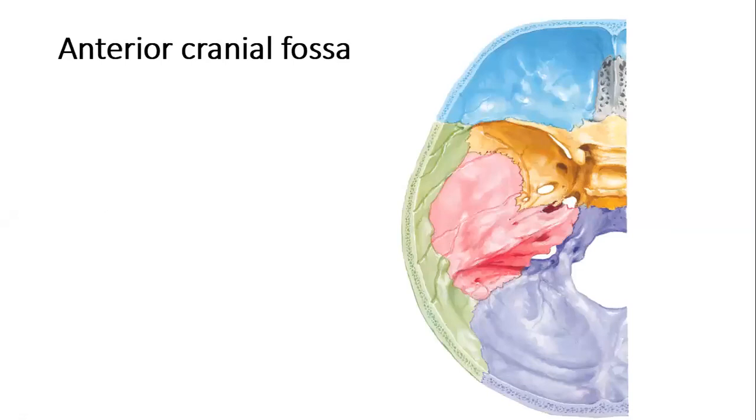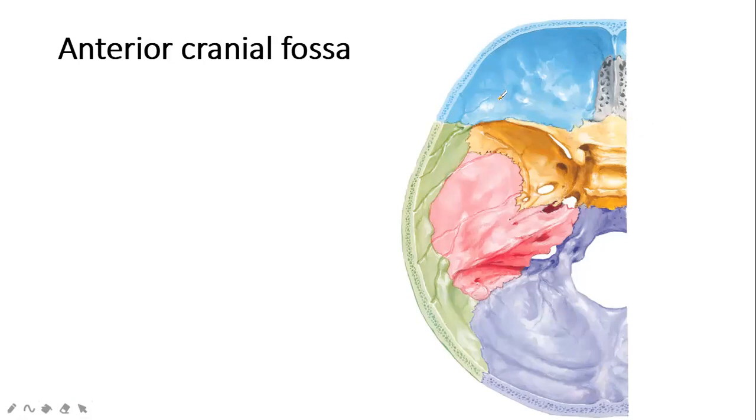So let's talk about the anterior cranial fossa. The margins of the anterior cranial fossa are these. Anteriorly, we have the frontal bone. And posteriorly, we have the lesser wing of the sphenoid bone. And here we have the body of the sphenoid bone, that part having the lesser wing.